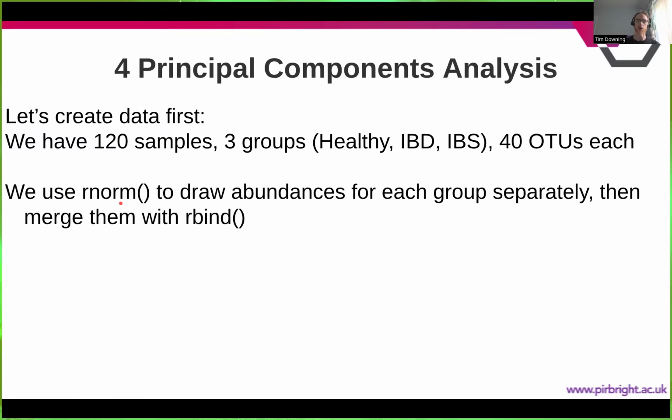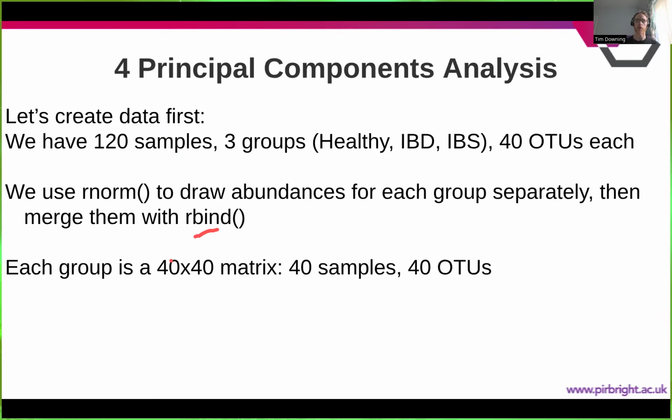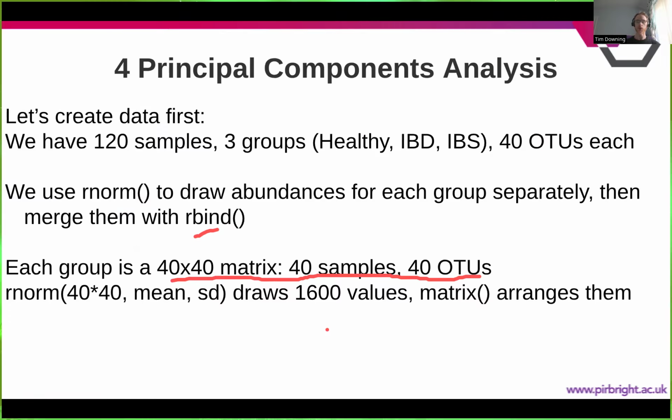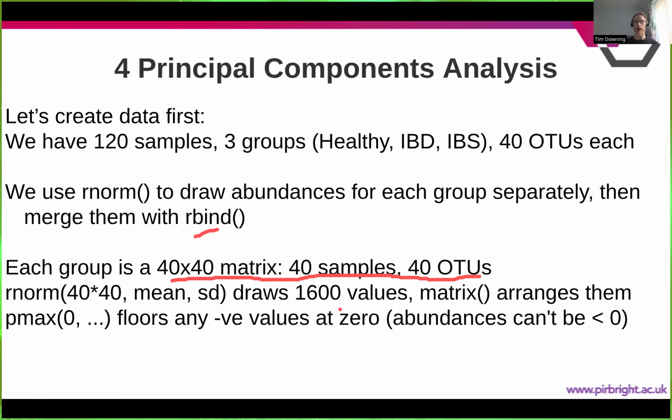We're going to use rnorm to generate them and then bind together with rbind to create one big table. And we'll have a 40 by 40 matrix where we have 40 samples and 40 OTUs. This will create a very large matrix of data using the matrix function. And what we'll try to make sure is that the matrix has no negative values.